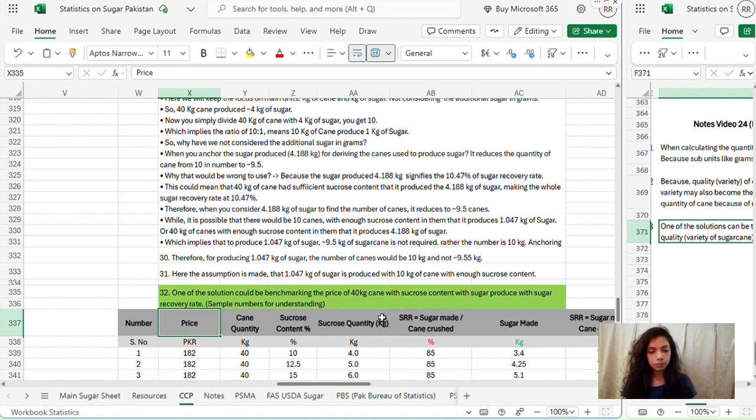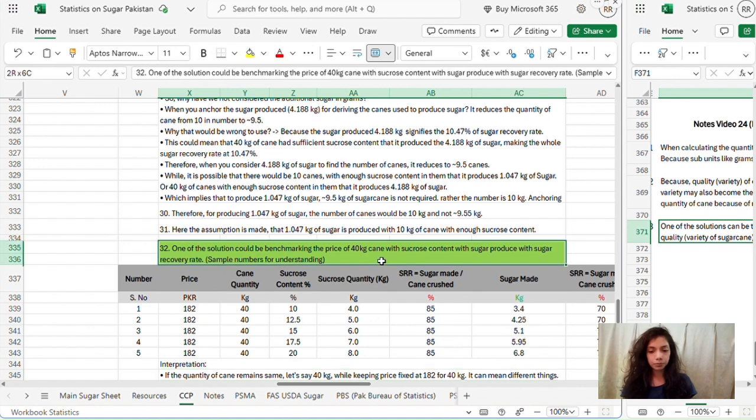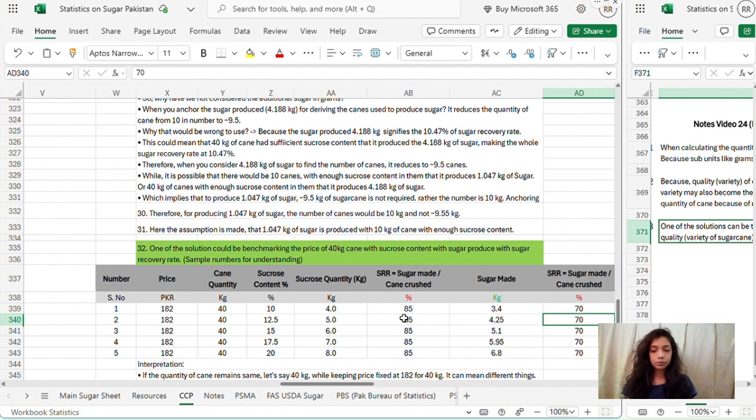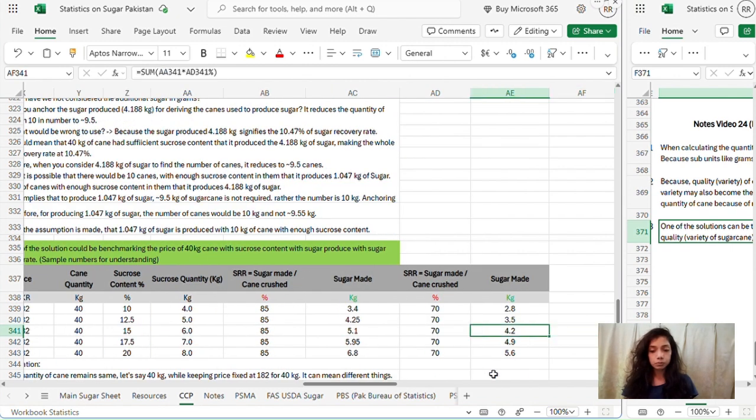So one of the solutions I thought could be, when the price is benchmarked at 40 kg of cane, let's say 182, with it the sucrose content, the quality of cane, can also be benchmarked. Now, I have not worked on this idea further. This was just a simple number that I picked up, trying to understand the concept, how the percentage of sucrose content in terms of quantity, with reference to the sugar recovery rate, affects the sugar made, and if the sugar recovery rate is changed and the sucrose content, quantity of cane and price are maintained, then how much sugar is produced.